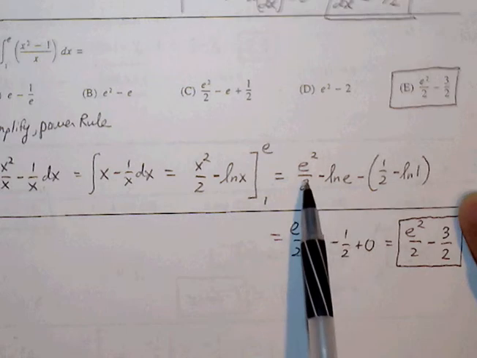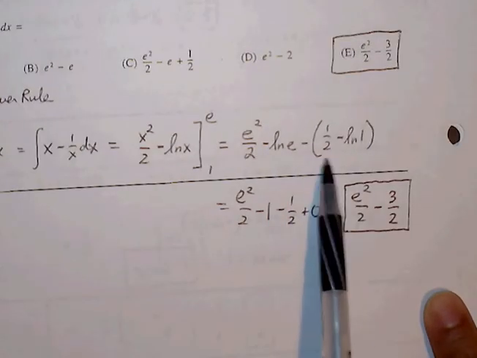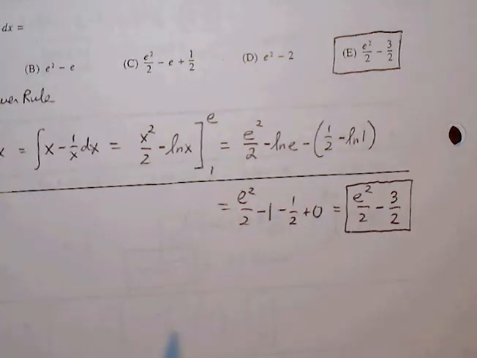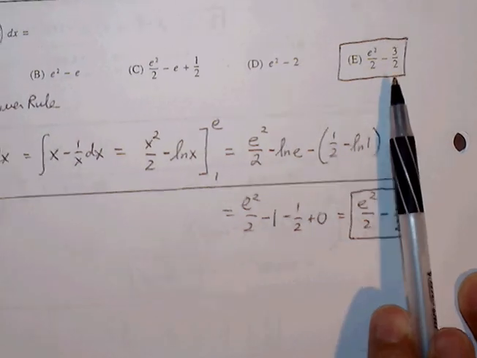And then we just simplify. e squared over 2, natural log of e becomes 1, minus 1/2, and then that goes to 0. So we simplify this down to be e squared over 2 minus 1.5, or minus 3/2, and that matches with e.